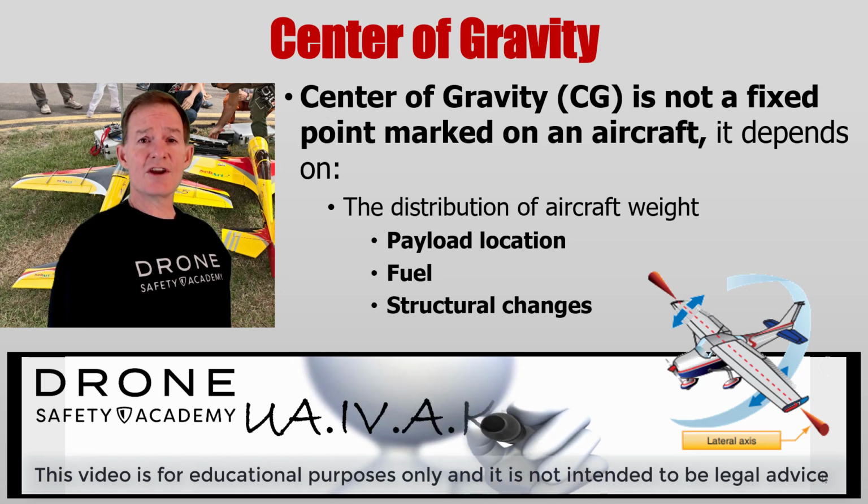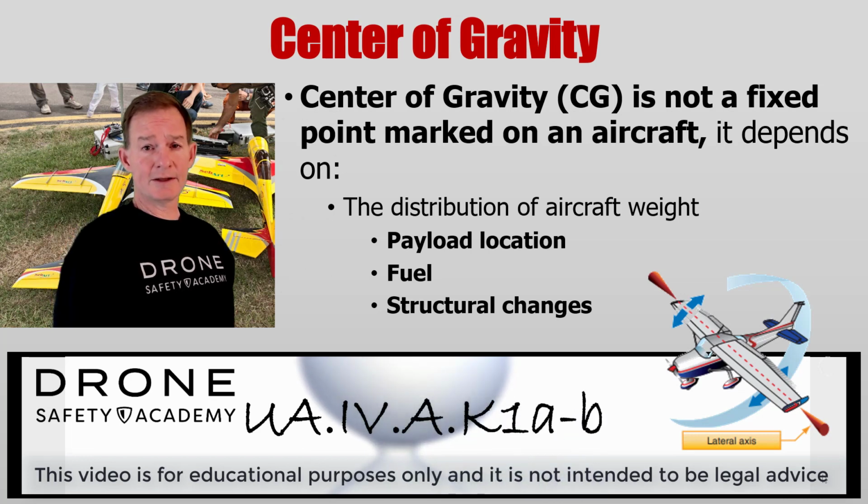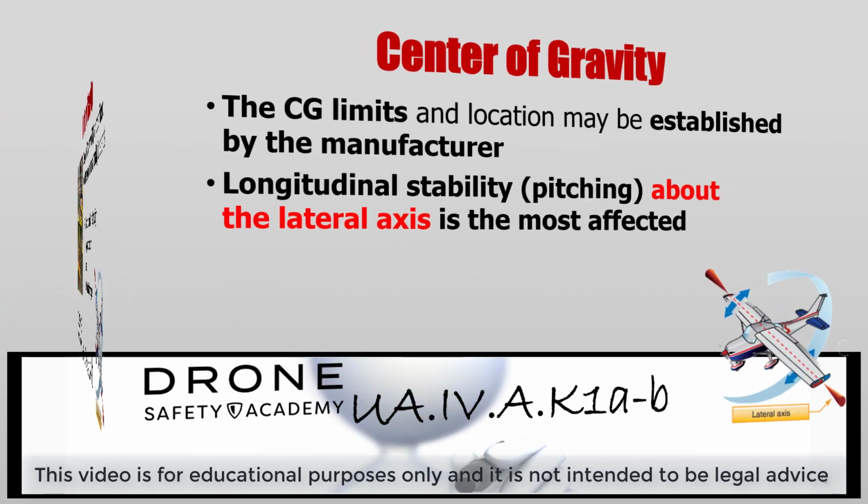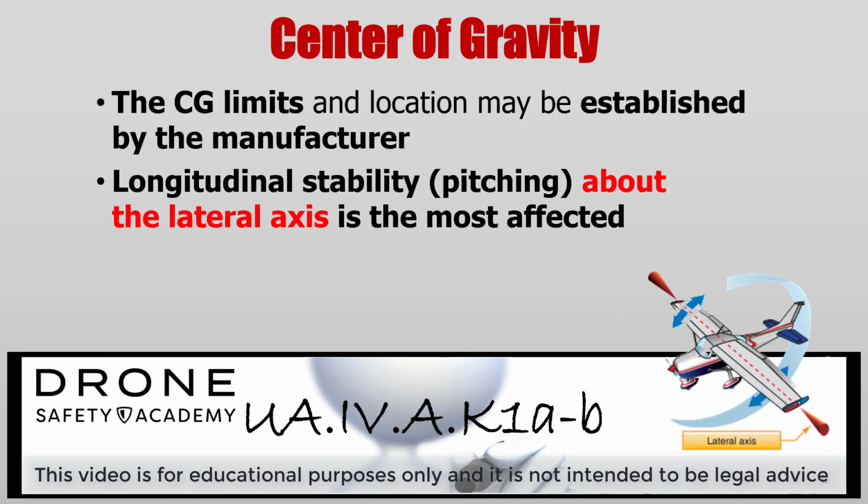The center of gravity is not a fixed point marked on an aircraft. It depends on the payload, the fuel, and any structural changes that may have happened. The center of gravity limits and location may be established by the manufacturer. However, the location of that center of gravity may change, as we already know, if there's a payload, if liquid fuel is being used, or if there are any upgrades to the structure. With regards to a traditional aircraft, longitudinal stability, or pitching about the lateral axis, is the one that's most affected.